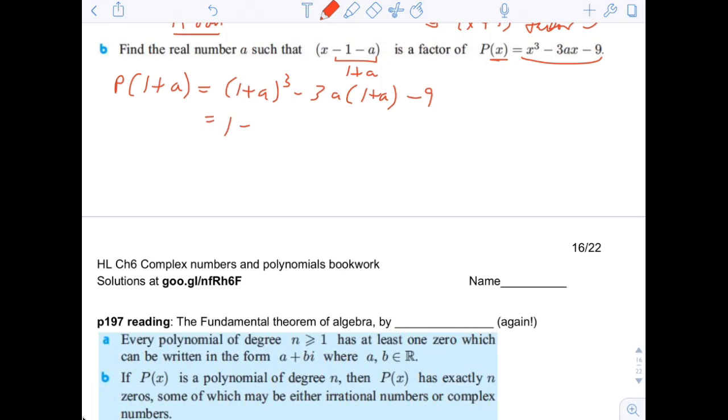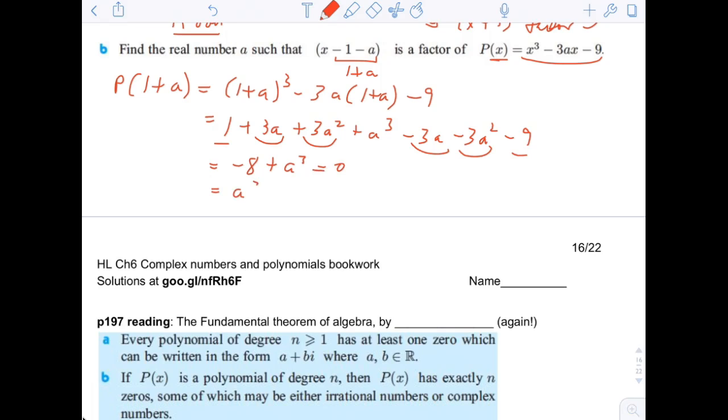So it'll be 1, and now we're going to do Pascal's triangle. 3a plus 3a squared plus a cubed minus 3a minus 3a squared minus 9. So these two cancel out, and these two cancel out, and we're left with negative 8. We add those two together, plus a cubed, which is equal to 0. So that's a cubed equals 8. So a is equal to 2.